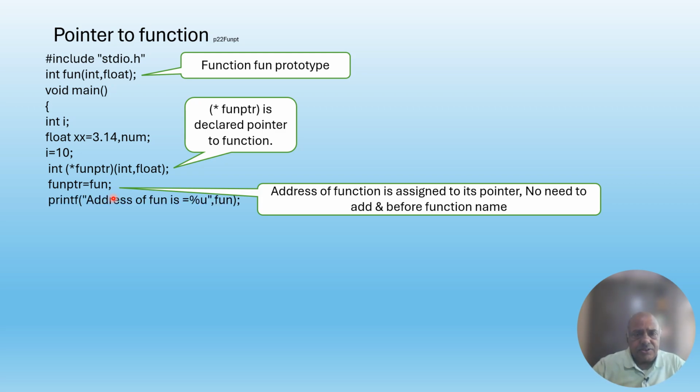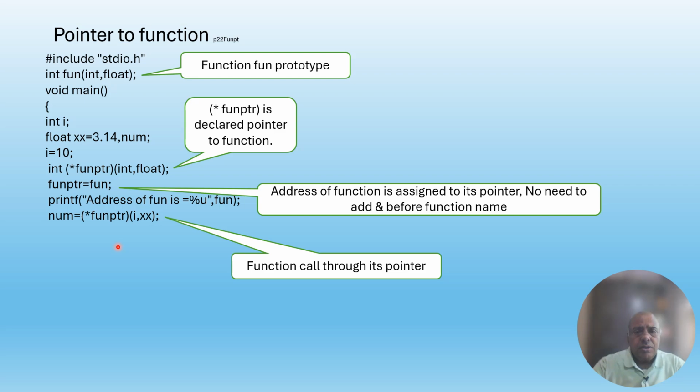Then there is a simple printf statement which gives us the address of the function. So it will give us the starting address from where the function starts in the memory. Then this is a function call. How is the function called? num = name of the pointer in brackets, and then the values or variables which form the arguments of the function.